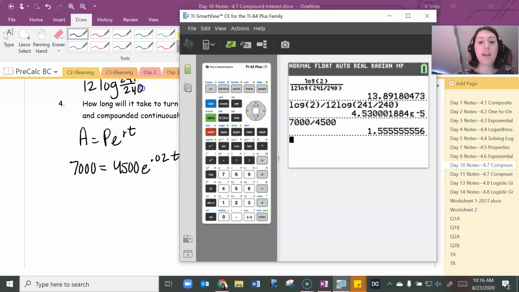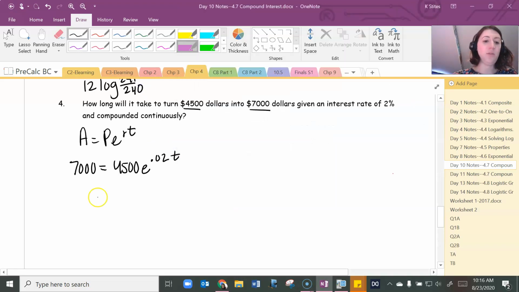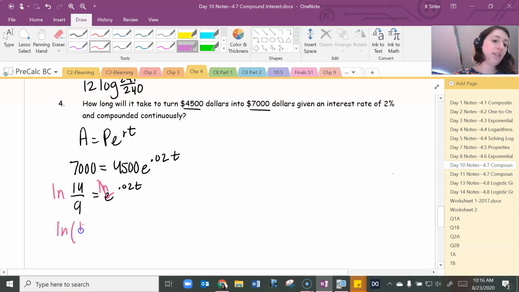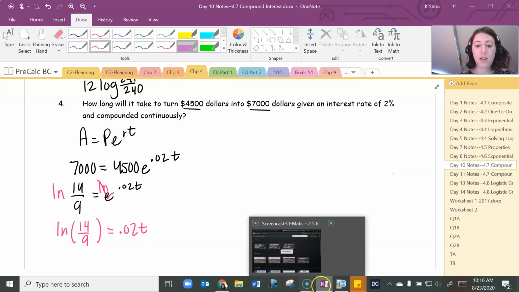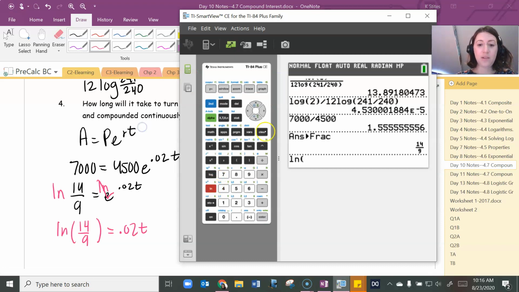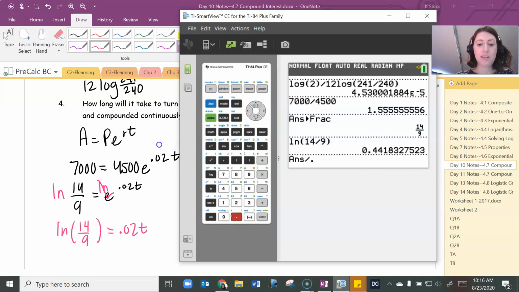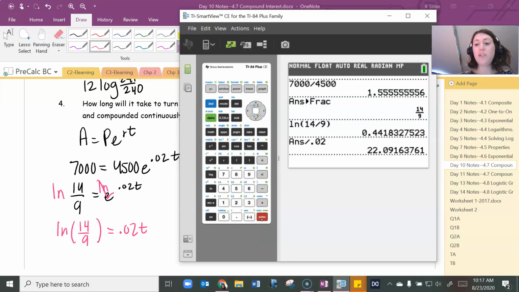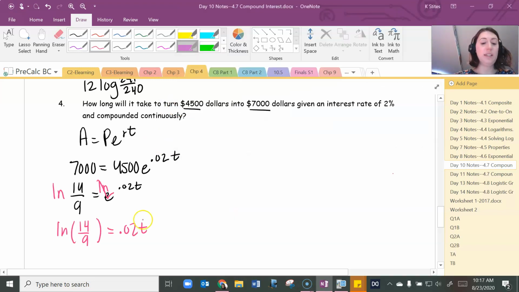Make sure you math frac that. Don't write it as a decimal. So 14/9 equals e to the 0.02t. And now we'll just go ahead and natural log both sides. So we'll get that cancellation that occurs. And then we can just go ahead and divide by 0.02. So I have natural log of 14/9. I'm going to make sure that's in parentheses. And I'm dividing that by 0.02. And I get 22.092 years.